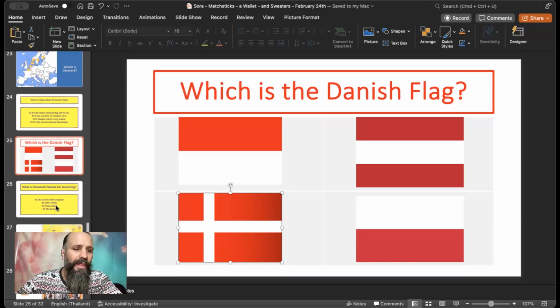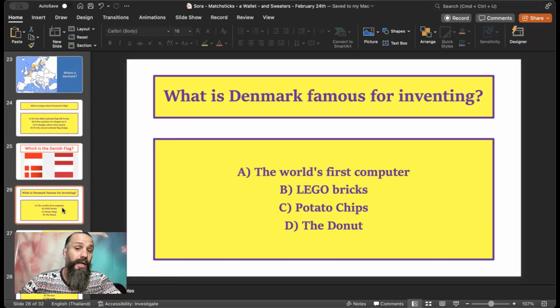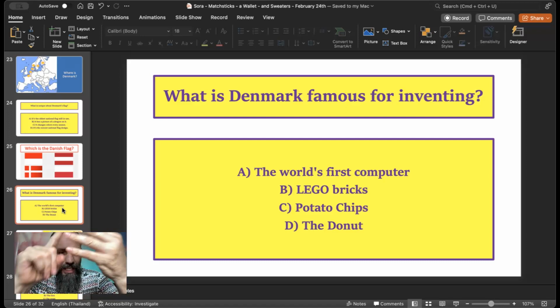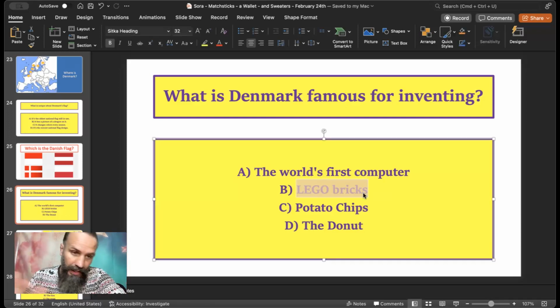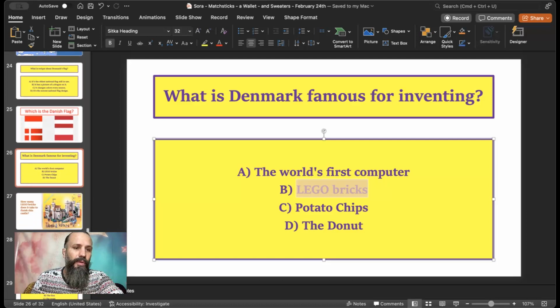So that's that. And then I ask another fun fact. What is Denmark famous for inventing? I'm sure they've invented many other things, but is it the world's first computer, Lego bricks, potato chips, or the donut? The correct answer is actually the Lego brick, or the Legos, which is pretty cool. Legos are popular around the world.